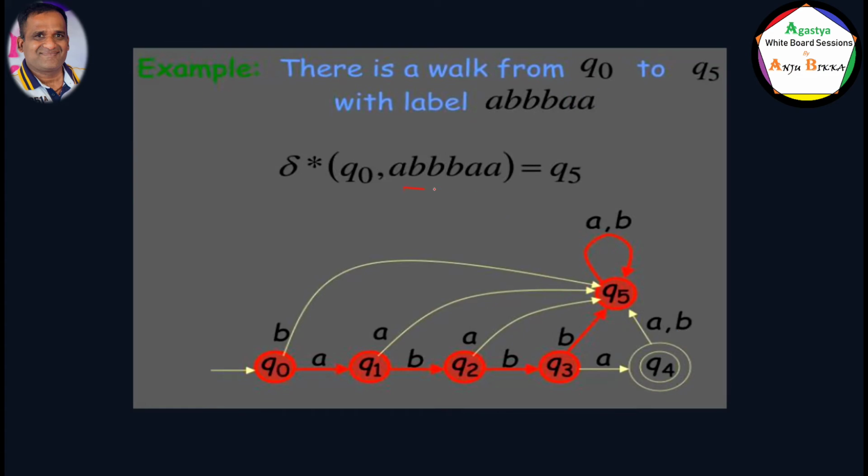Now you can see there is a walk from Q0 to Q5 with this label. You can see A, B, B, B, A and A. So this is the label path. This is the walk which is denoted with the red symbol. There is a walk labeled W, which is A triple B double A, labeled with this one.